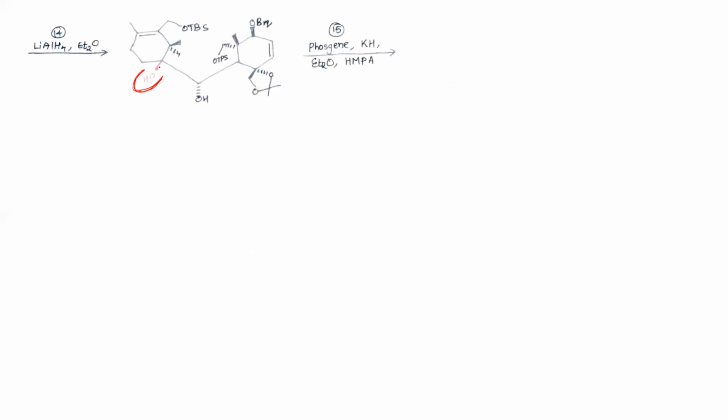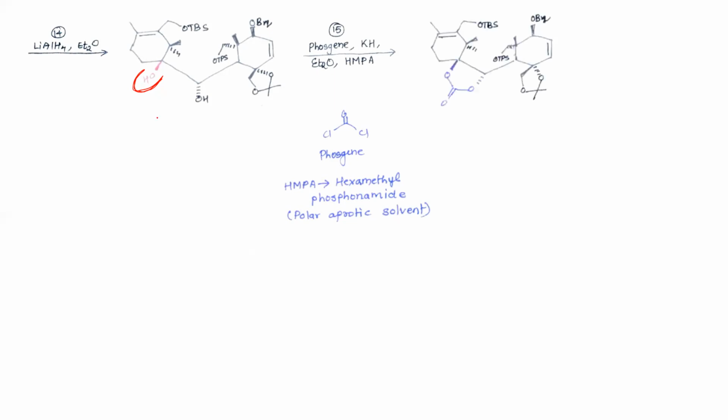Then step number 15, we are going to use phosgene. Everyone knows phosgene is COCl2, and in presence of potassium hydride, which is a strong base, ether, and HMPA. HMPA is hexamethylphosphoramide, which is a polar aprotic solvent that we are going to use in the reaction. So during this reaction, you can see यहाँ पे एक OH group है अभी, और यहाँ पे एक OH group है. So ये जो है that will undergo the reaction with this phosgene, और यहाँ पे एक carbonyl substitution तुम्हें मिल जाएगा. Okay, by the removal of HCl.